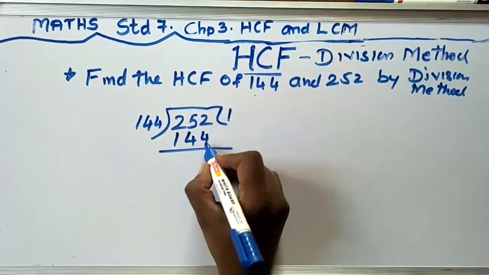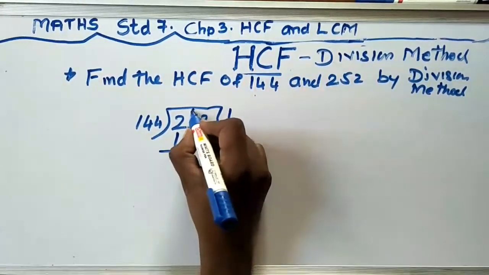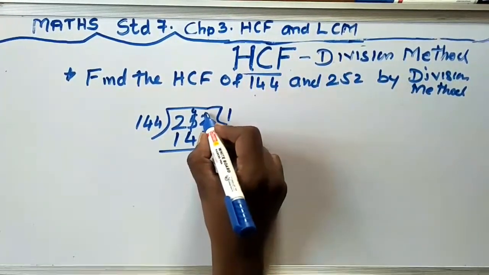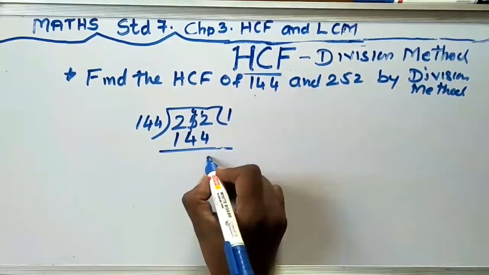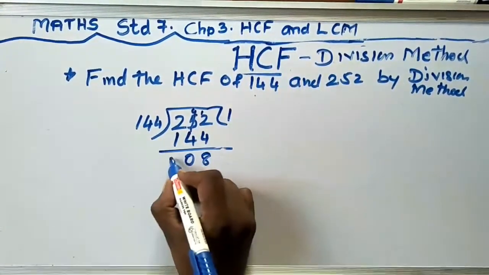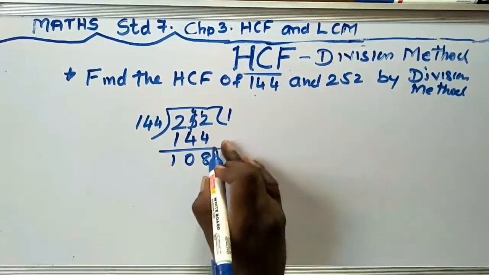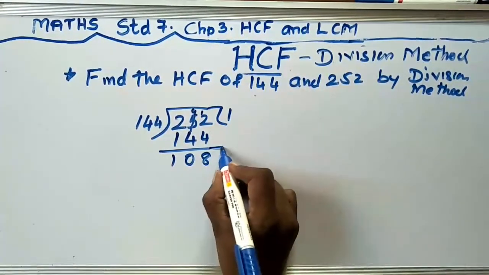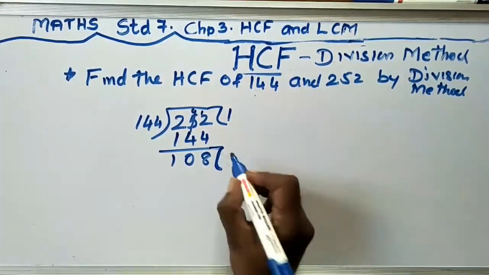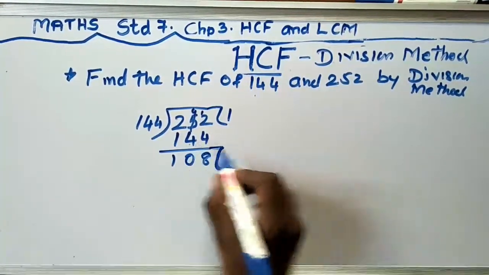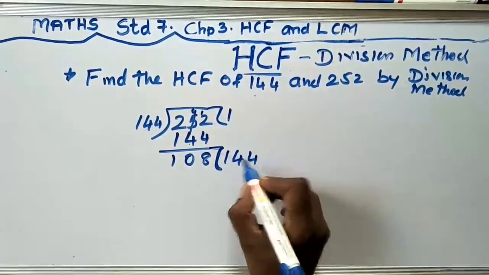So here 2 will not go in 4. I'll carry 4. This will be 12, 8, 0, 1. 108. So now what you have to do? Now this 10 will be outside. Again you have to divide by taking this 144. 144 is greater than 108.